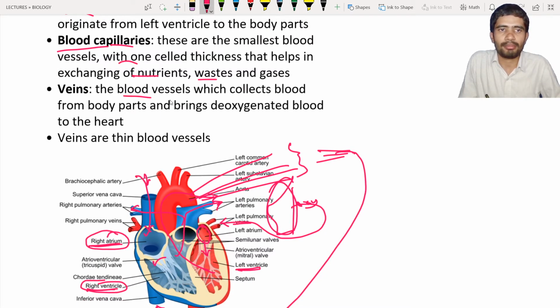Next, veins. The blood capillaries will turn into venules, and these venules will join to form veins. They collect the blood from the body parts and bring the deoxygenated blood to the heart.